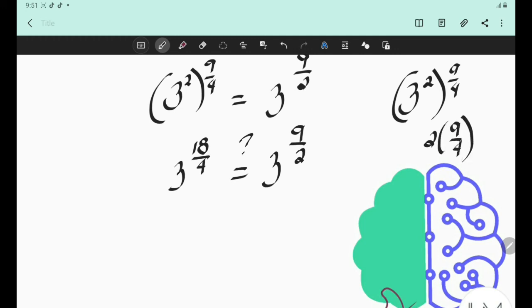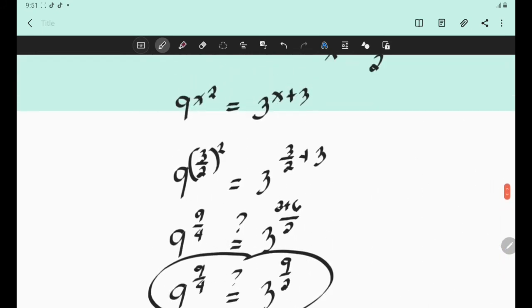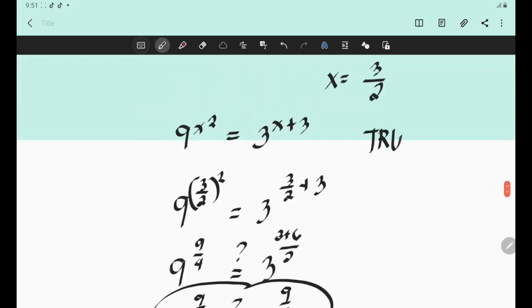Pag nag-multiply tayo ng whole number sa fraction, minumultiply lang natin siya sa numerator. So, we have 18 all over 4. Now, 18 over 4 is also equal to 9 all over 2 because 18 and 4 are both divisible by 2. So, we have 3 raised to 9 all over 2. Now, are they equal? If yes, the solution is correct. And the equation is true if the value of x is 3 halves.